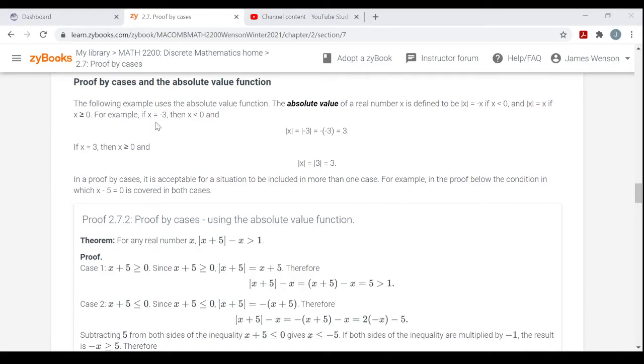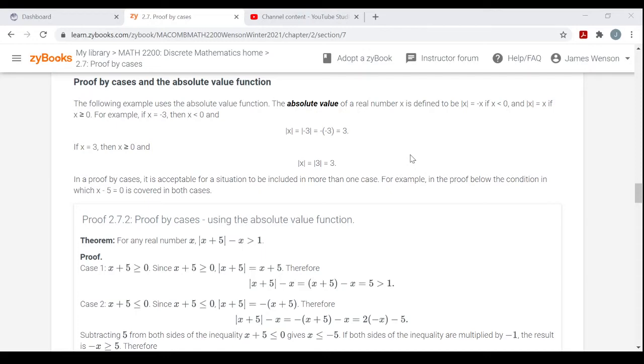So for example, if x is negative 3, then that means x is less than 0. So you have this first case, and the absolute value of negative 3 would be the opposite of negative 3, or positive 3. And if x is positive 3, then x is greater. Hopefully you remember absolute value. This shouldn't be new to you.